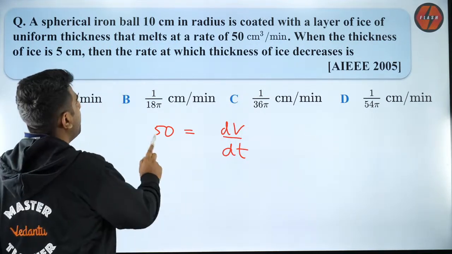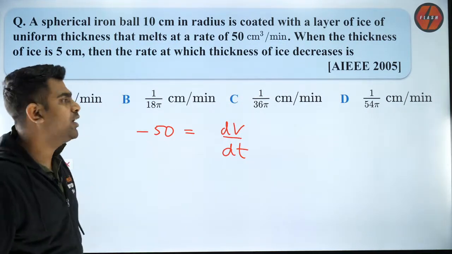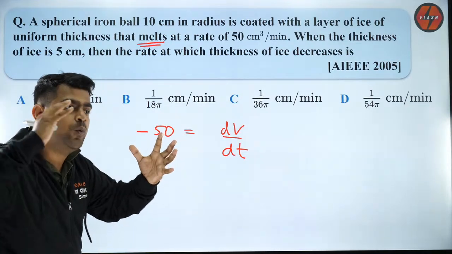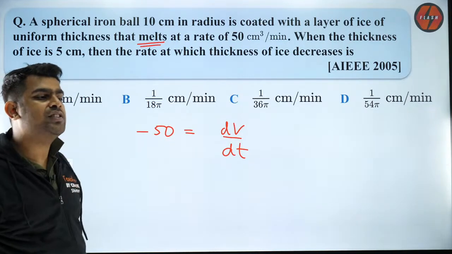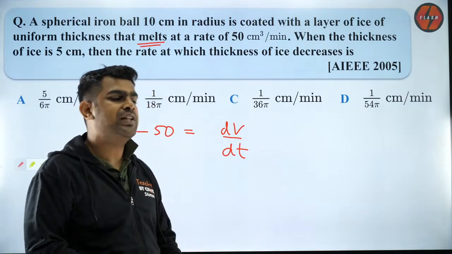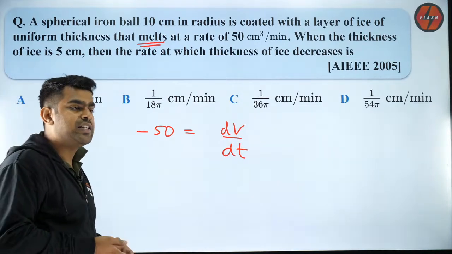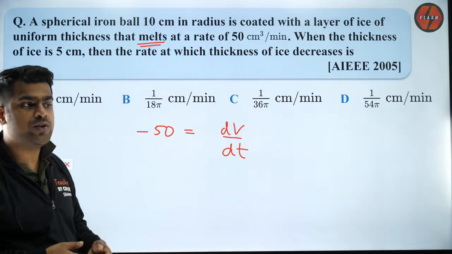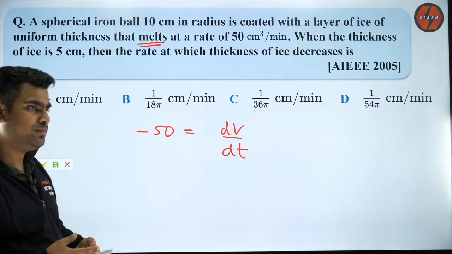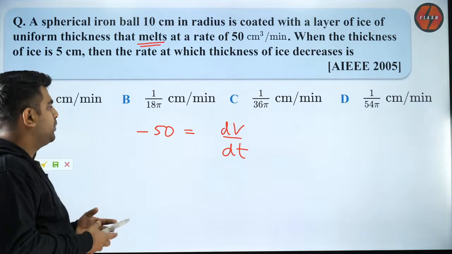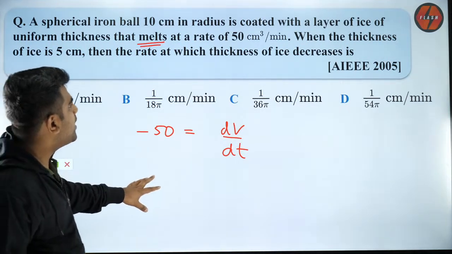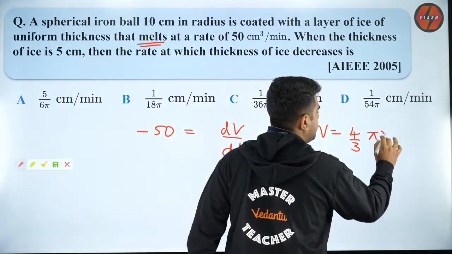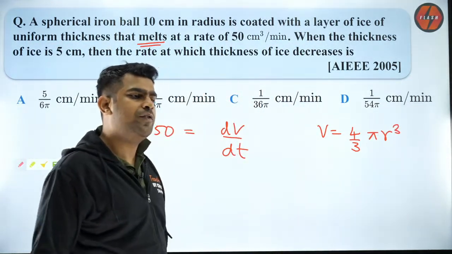And what dV by dt is 50? 50 is equal to minus dV by dt. Why? Because it is melting. If it is melting, volume is reducing. Volume is reducing. So the answer, guys, you are all absolutely right. Srinidhi, Ryan, we have Sonu, Iron Maria, Shreya is also right. Very good. Okay. Perfect. So now, what is V? V for a sphere is 4 by 3 pi r cube.